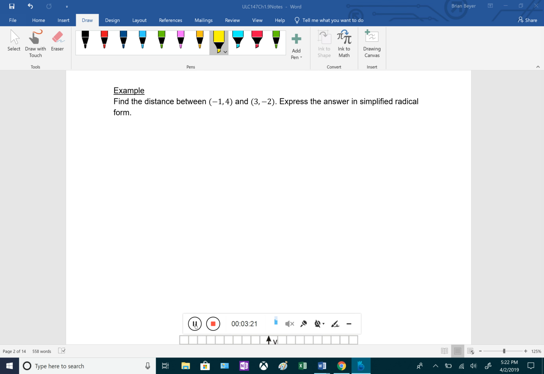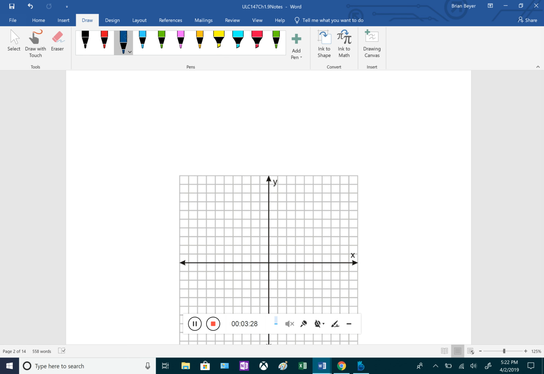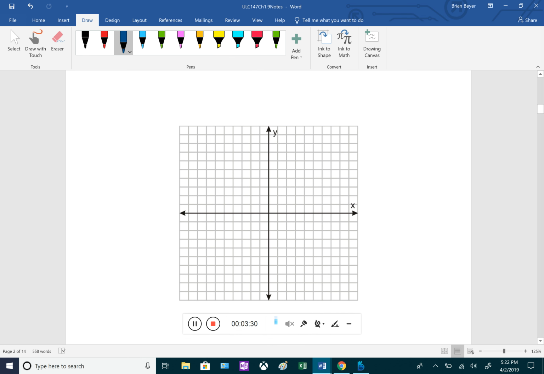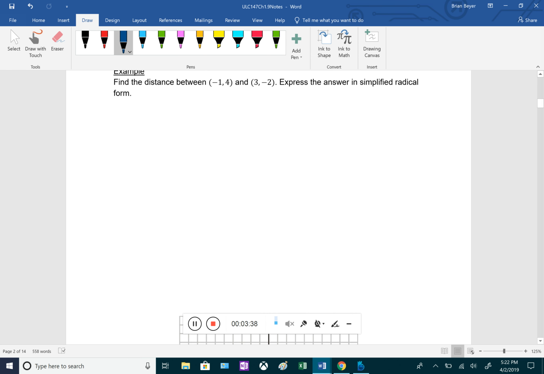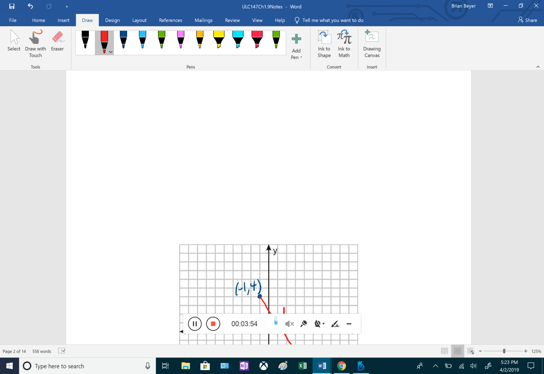So we want to find the distance between -1, 4 and 3, -2. Before we do that, let's just plot them down here to get an idea. So -1, 4 would be right here. And 3, -2 would be right here. So we're trying to find that distance between them, which would be this line, which would be our distance d. So we're trying to find the length of that line.